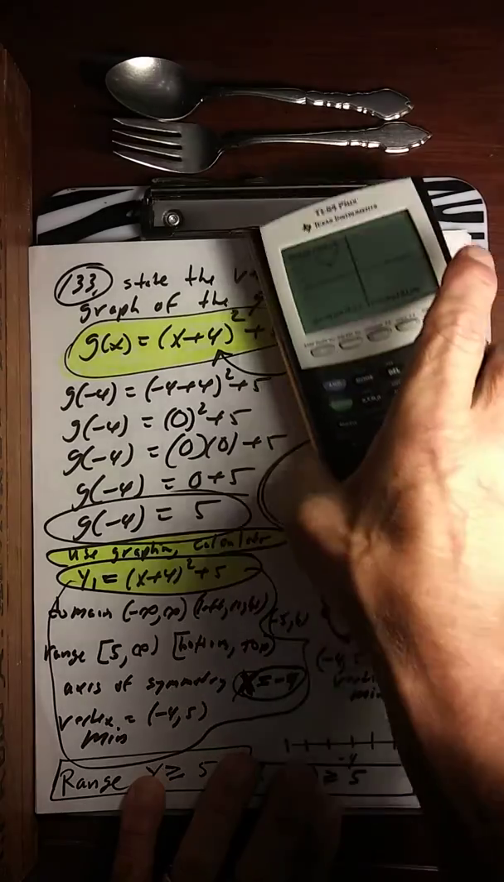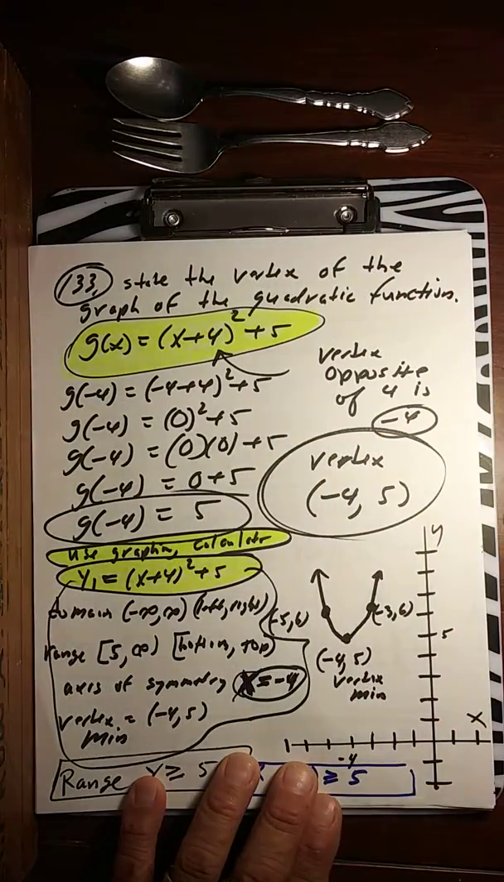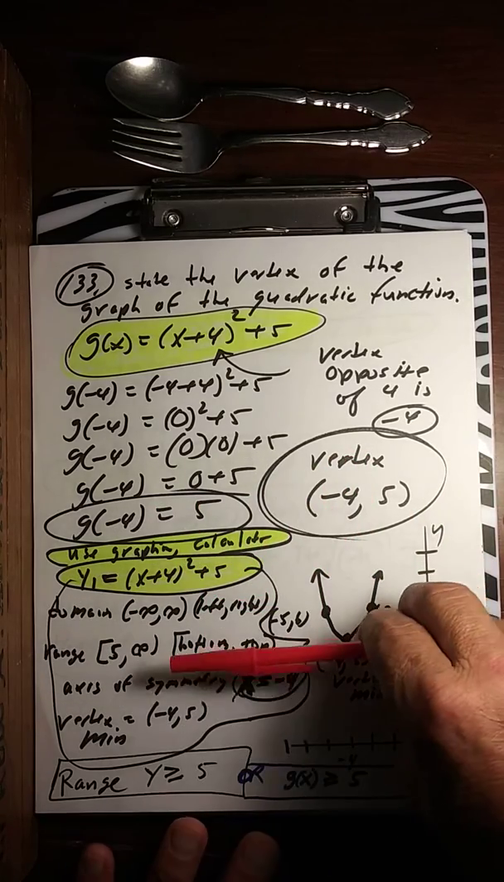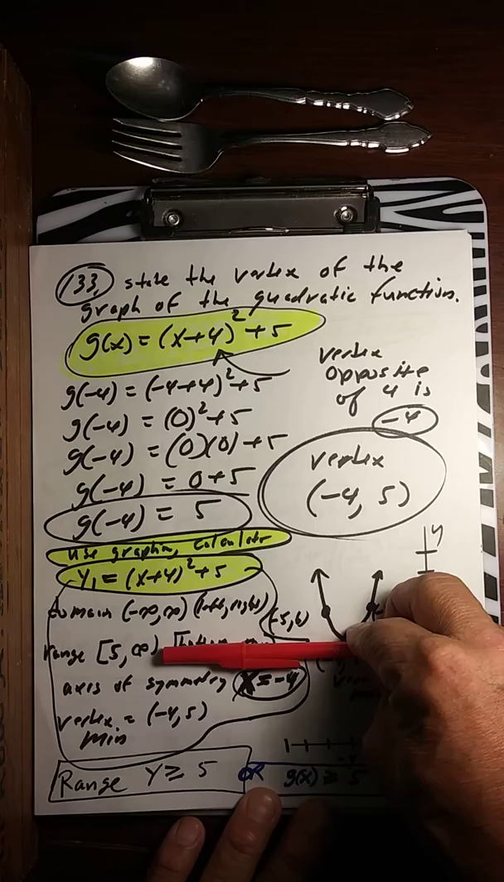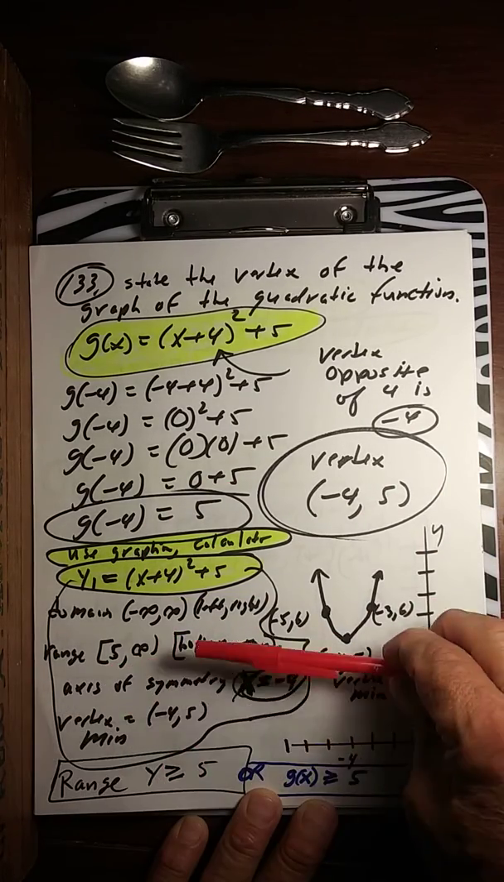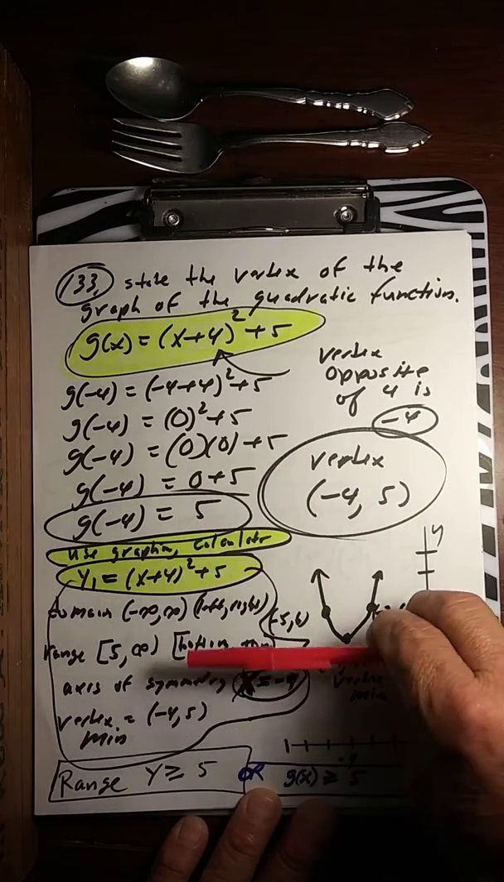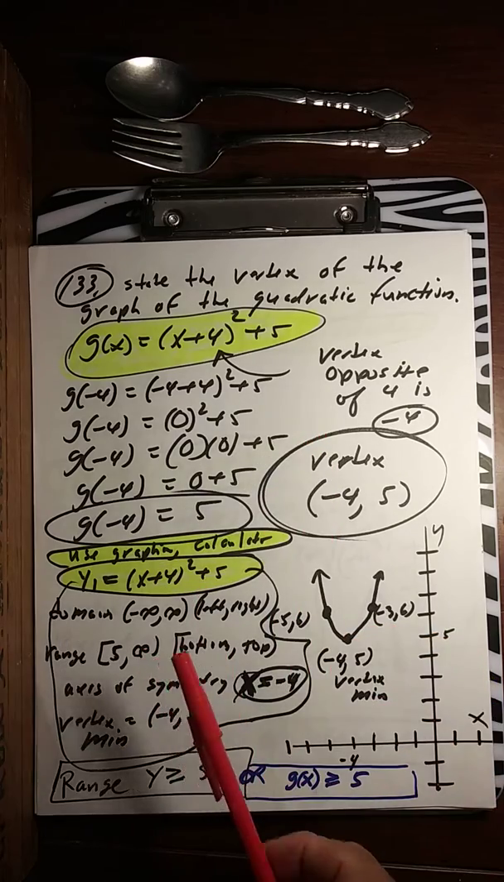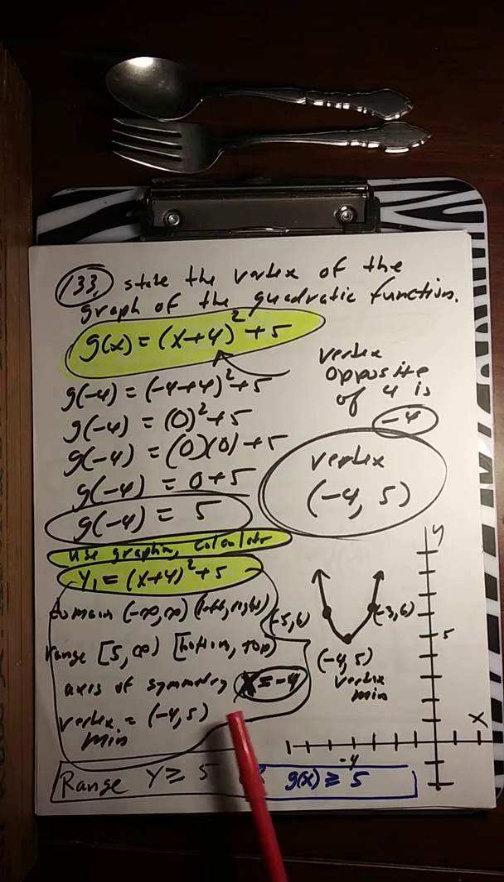Anyway, so the domain of this is all real numbers. And the range is from negative 4, 5. So from 5 it goes up. So the bottom is going to be from where? From 5 to infinity. Domain is all real numbers. 5 to infinity is the range. Or you can say y is bigger than or equal to 5, or g of x is bigger than or equal to 5 for a range. You have your vertex, and you have your axis of symmetry, x equals -4, and vertex is -4, 5.